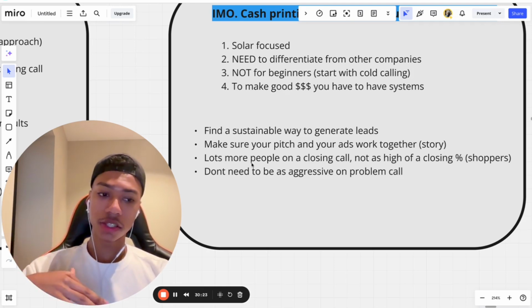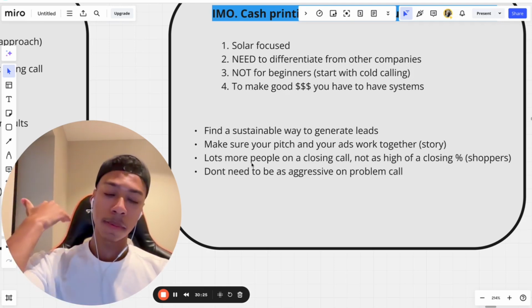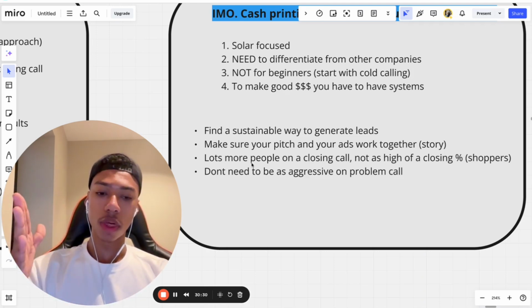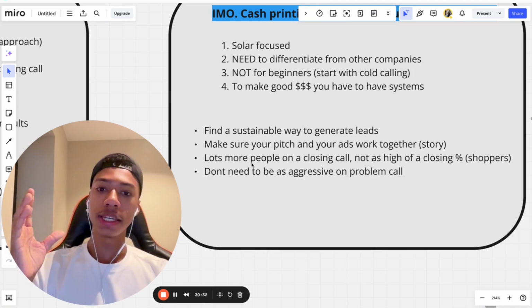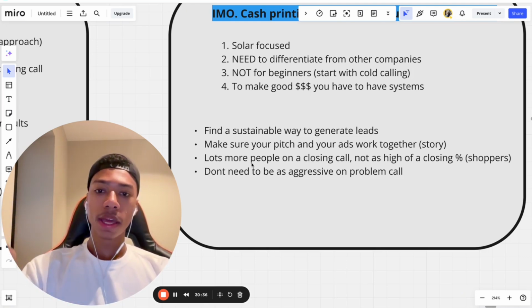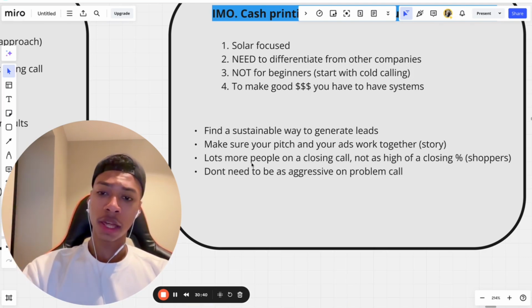And to generate leads that are pretty decent quality, so they know what they're getting themselves into. They know it's solar, and they know that there's incentives and stuff. That's pretty important. The second thing is you need to make sure that your pitch and ad work together.